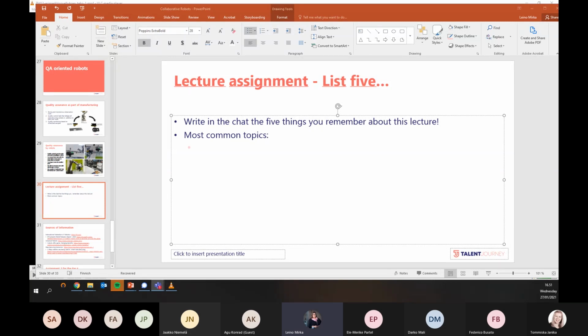Safety mode when collaborating. Safety, easy programming, small size. Very good. I have to write this down. I was present only half of the time, so I will write. The mobile cobot. How easy can be programmed?